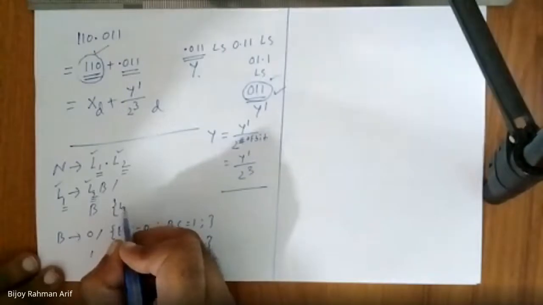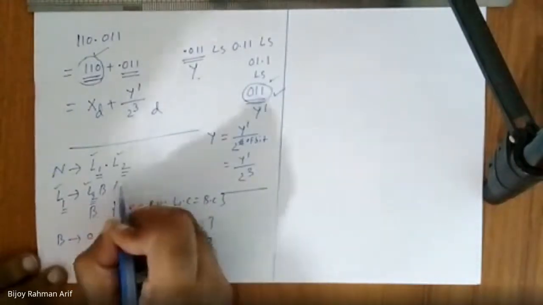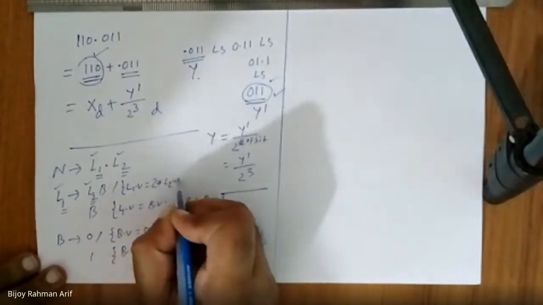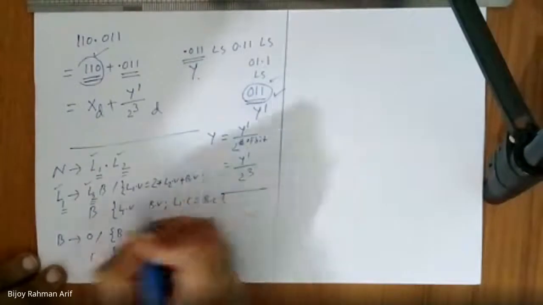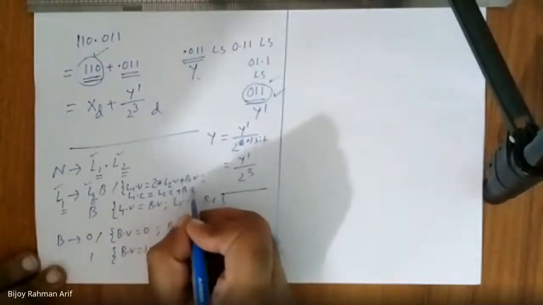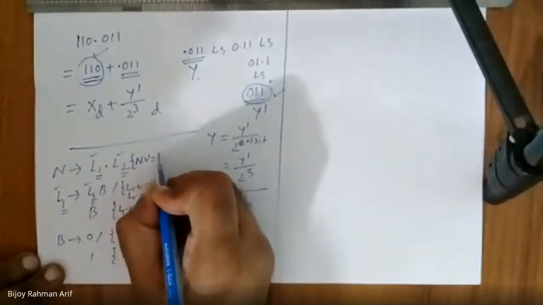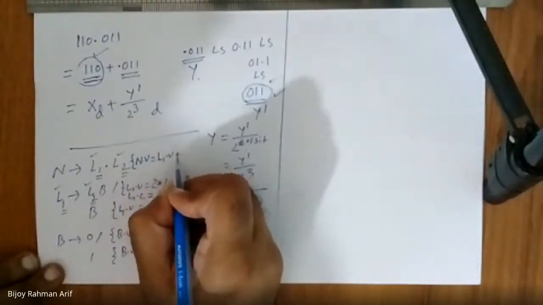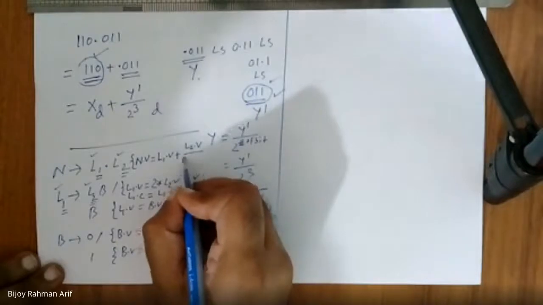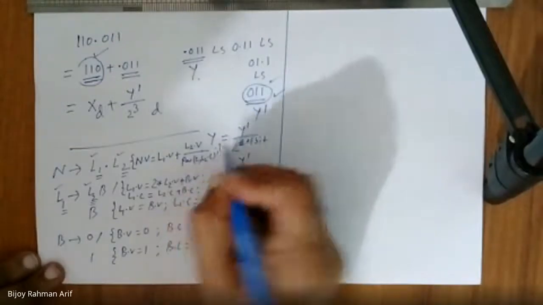L1.val is equal to b.val, and L1.c equal to b.c. Here, L1.val is equal to 2 star L2.val plus b.val, and L1.c is nothing but L2.c plus b.c. All right, now the last one, n.v is nothing but L1.val plus L2.val divided by pow 2 comma L2.c. That's it. So this is the SGT.